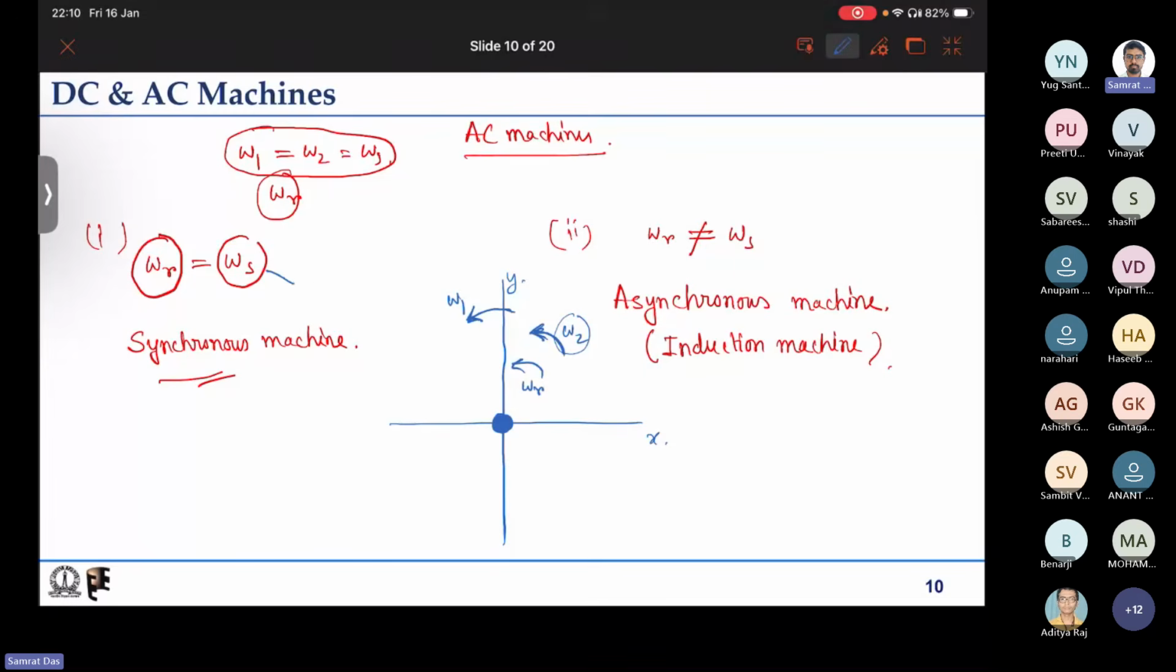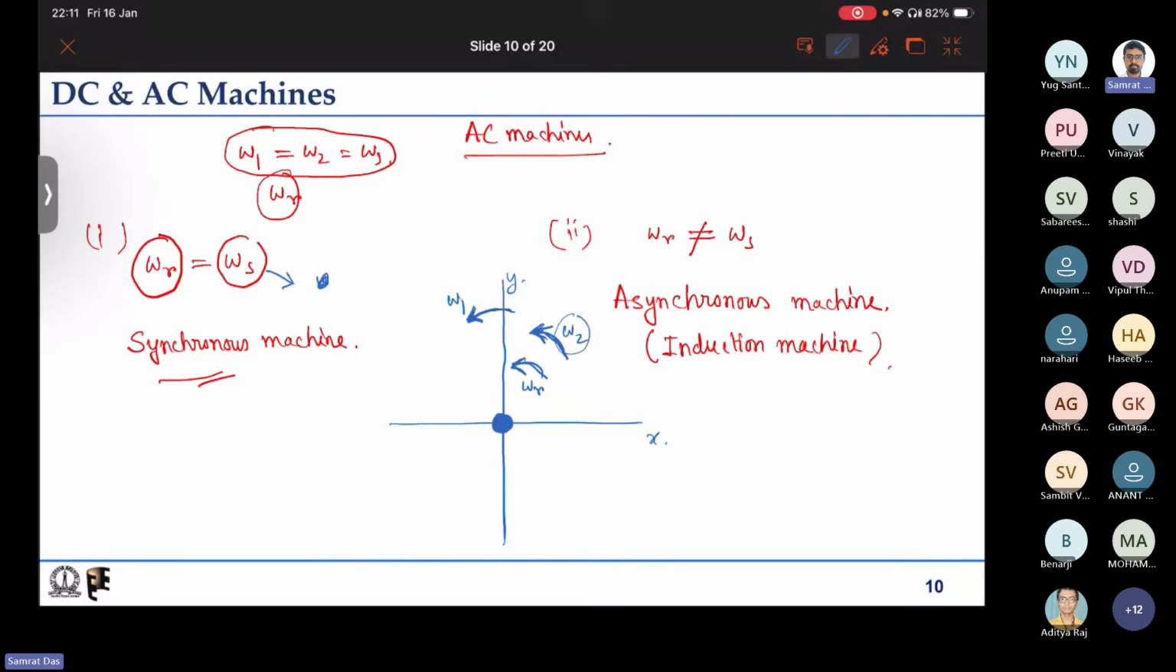Here omega s does not mean stator, it means synchronous speed. It is not related to the speed of the magnetic field due to the stator. It is synchronous speed, some terminology I am giving. Only the terminology, nothing beyond that. But with respect to a stationary observer, the first magnetic field is rotating at omega 1, the second magnetic field is rotating at omega 2, and the rotor is revolving at omega r.